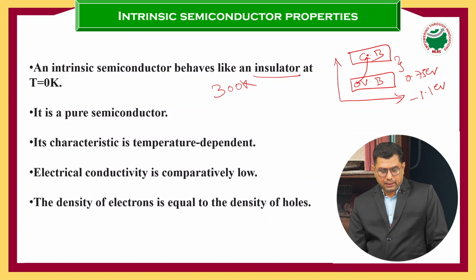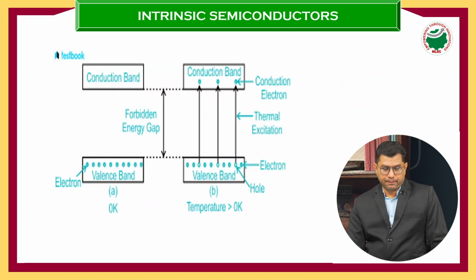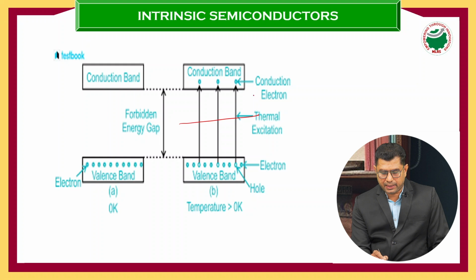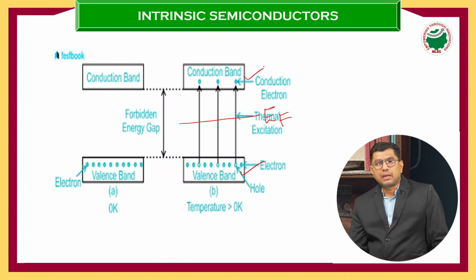The conductivity of a pure semiconductor is very low. That is the only drawback. Its conductivity is purely dependent on temperature, so you cannot control it from outside. We need to do some doping. The Fermi level of an intrinsic semiconductor is exactly in the middle of the valency band and conduction band.